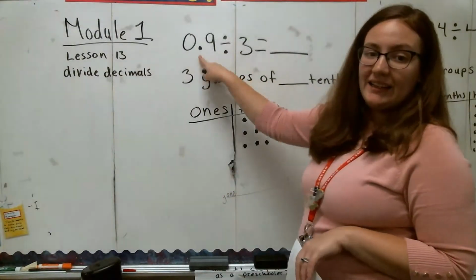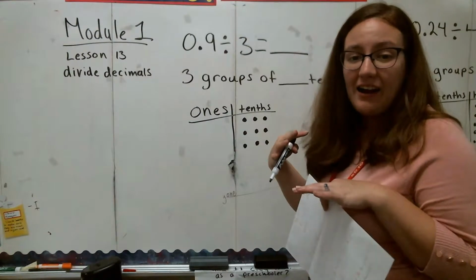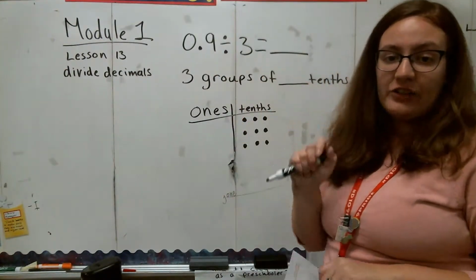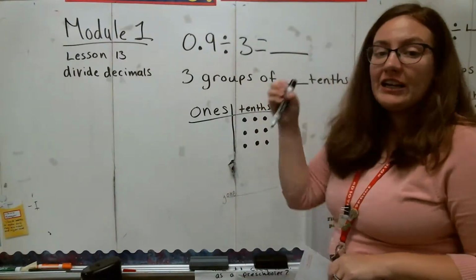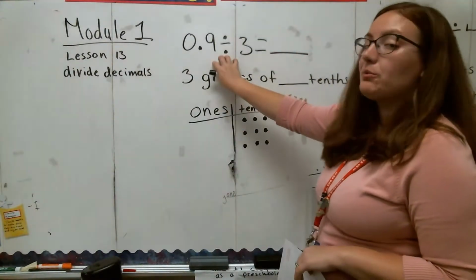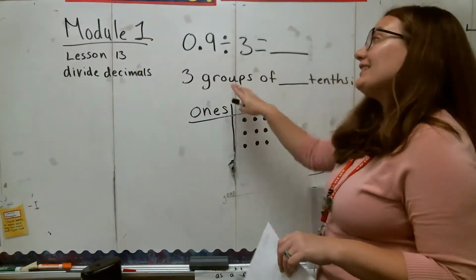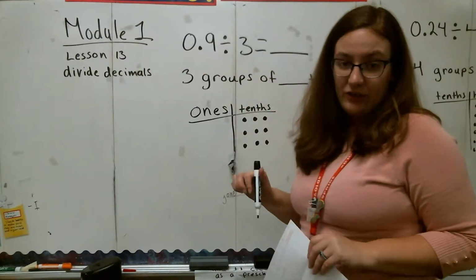We have 9/10 divided by 3. Now you might look at this problem and kind of freak out a little bit because it looks so different, but I'm going to show you two strategies we can use to solve this problem. The first strategy I can use is that I can think of this problem in a different way. Instead of thinking of this problem as a division problem, I can think of it as a multiplication problem.